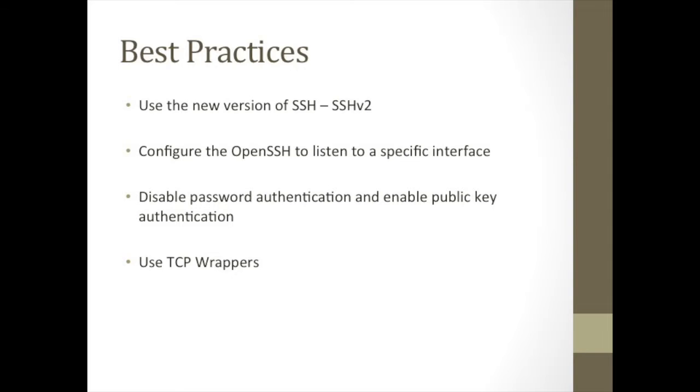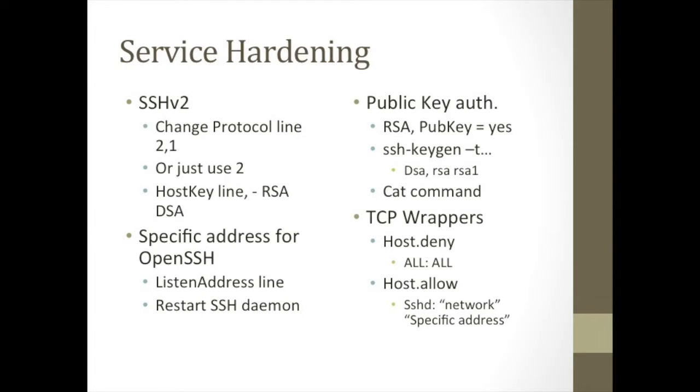And the final best practice would be to enable the use of TCP wrappers. They're used to limit the access of the TCP services on a machine and the specific address or the network that is able to access the Secure Shell Protocol services. And those are just four of a lot of best practices for SSH. And now we're going to get into the actual implementing of the best practices we just talked about, which is called the service hardening of SSH.